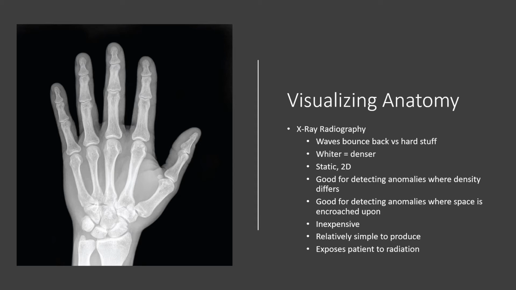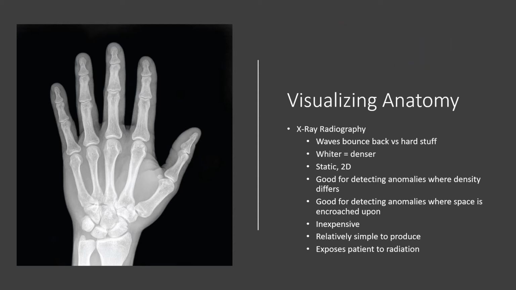It's good for detecting anomalies where space is encroached upon. So if you know that an open cavity should look like this, and all of this in here is black, but instead you see a shape like this, and that's black, you can tell there's something growing in this area. It's encroaching on that open space.